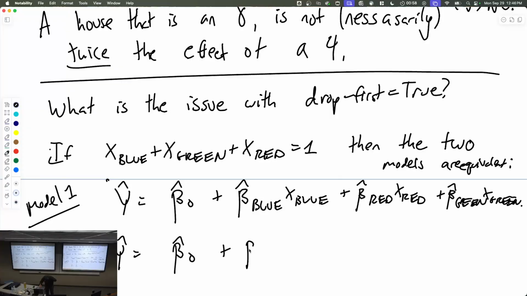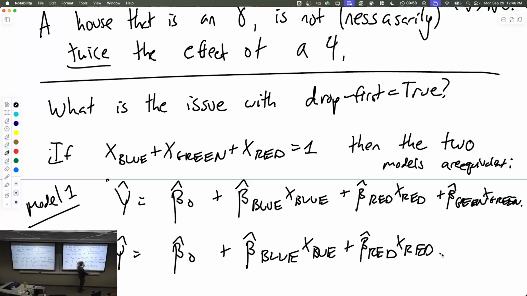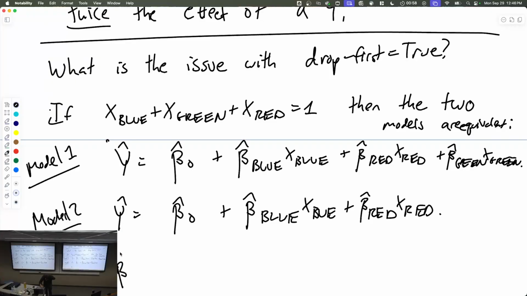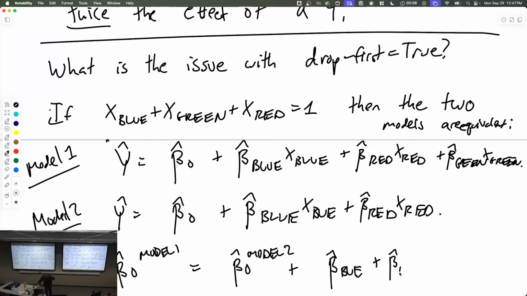And the other model is dropping one of them. I think I said I dropped green, so let's drop green again. So beta hat 0 plus beta hat blue x blue plus beta hat red times x red. If you leave out the green, the fact that they always sum to 1 means that the sum of blue, red, and green can get absorbed into the beta hat 0. So model 1 and model 2 are equivalent. You set beta hat 0 of model 1 equal to beta hat 0 of model 2, and then something plus something, like the average or the sum, for beta hat blue. I will leave it as an exercise to you to figure out the details.